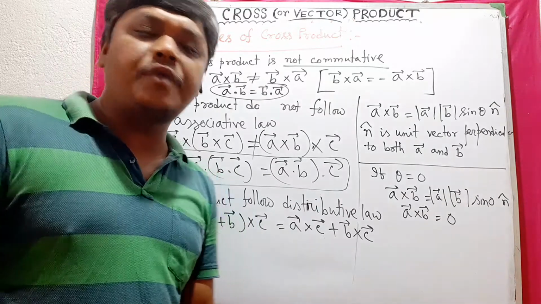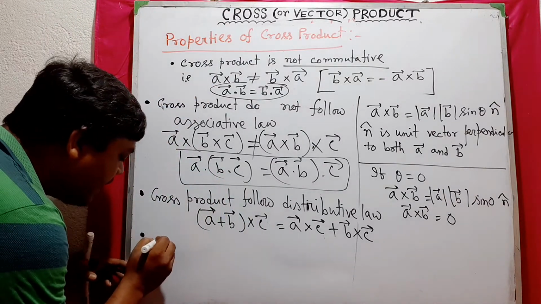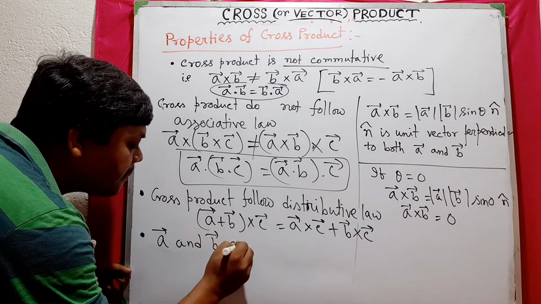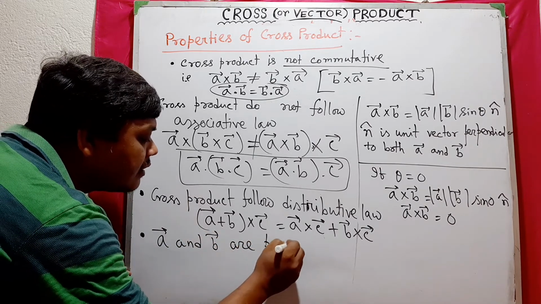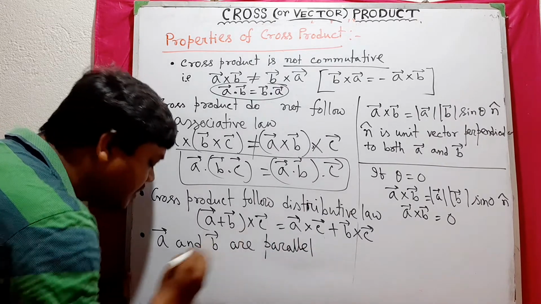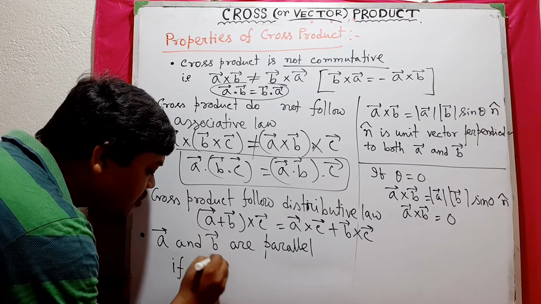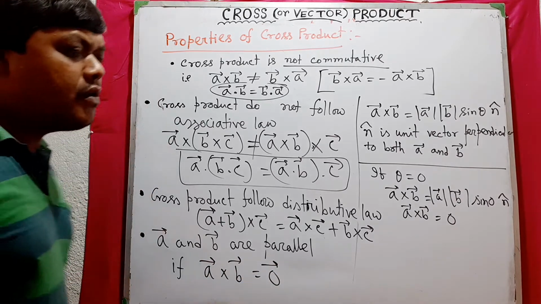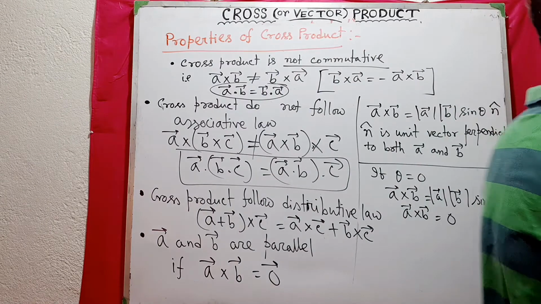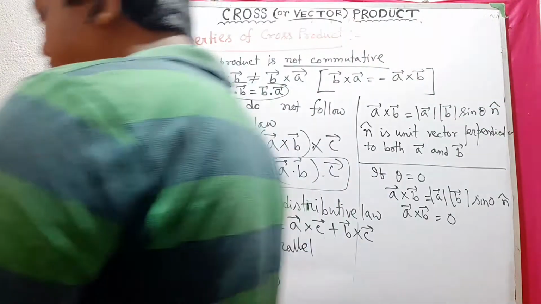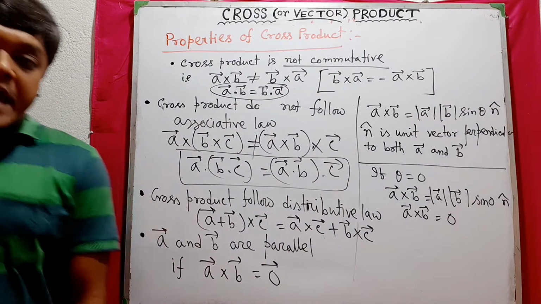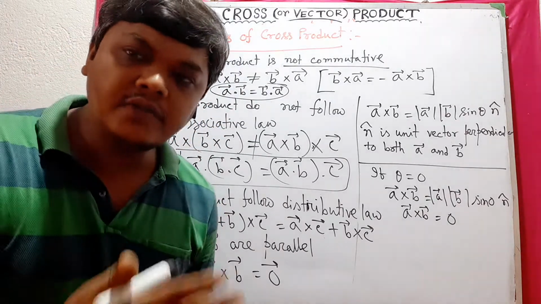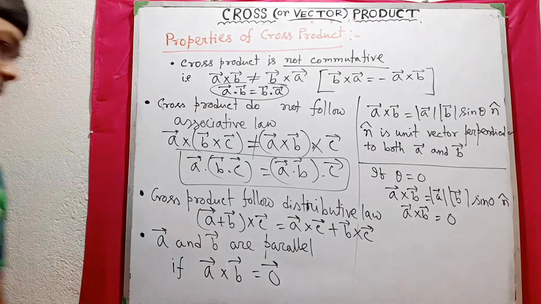So when two vectors A and B are parallel, A cross B equals 0. If any two vectors are given to you and you must check whether they are parallel or not, you calculate A cross B. If A cross B is 0, then you can easily say the vectors are parallel to each other.